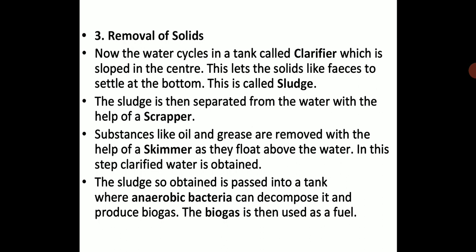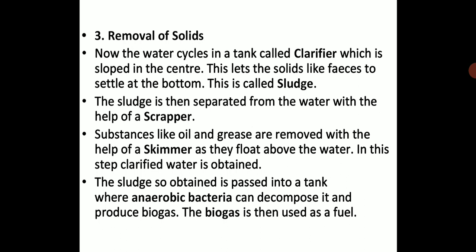Substances like oil and grease are removed with the help of a skimmer, and they have a huge water treatment plant. All these facilities are installed over there. So this installation is done, and a proper step has to be taken one after the other, so that the procedure becomes automatic and the sewage water is treated. Substances like oil and grease are removed with the help of a skimmer as they float above the water. As you know, oil and grease float on water, and in this step clarified water is obtained.